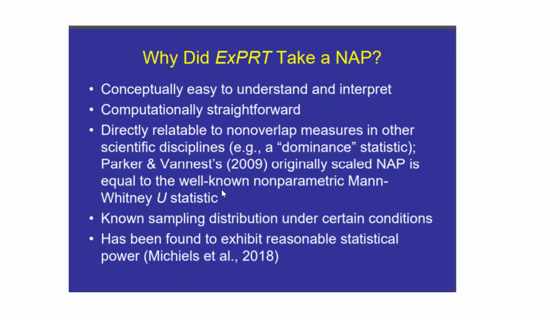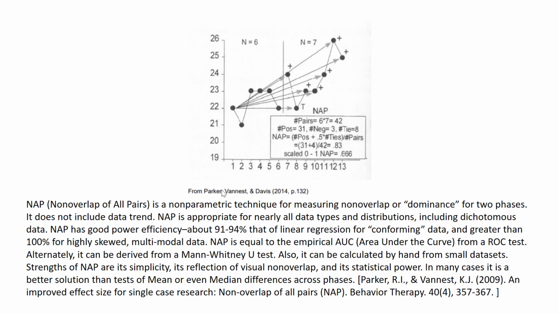So ExPRT focuses on that non-overlap of all pairs. It's fairly easy to understand. It's straightforward to compute. It's done automatically through this ExPRT software, but you can also calculate by hand when you have a small number of participants and fewer data points per participant. So I'm going to show what NAP actually is, and let you know that typically when you compute NAP, we cite in social sciences Parker and Vannest's work on non-overlap of all pairs.